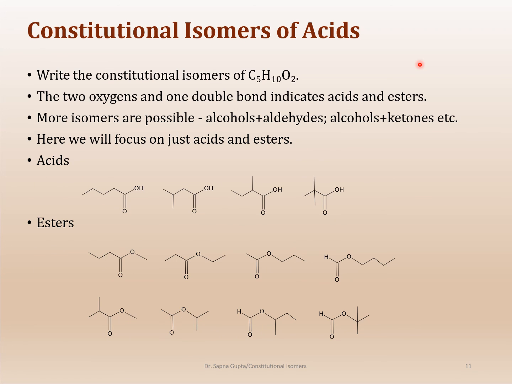This one is for acids. Again, you can draw acids if you have 2 oxygens, and you can also draw esters. It doesn't mean these are the only 2 things you can draw. You can probably draw 2 ethers or 2 alcohols with a double bond. Anything is possible, and you should probably try that out. But I just drew the acids and esters over here.